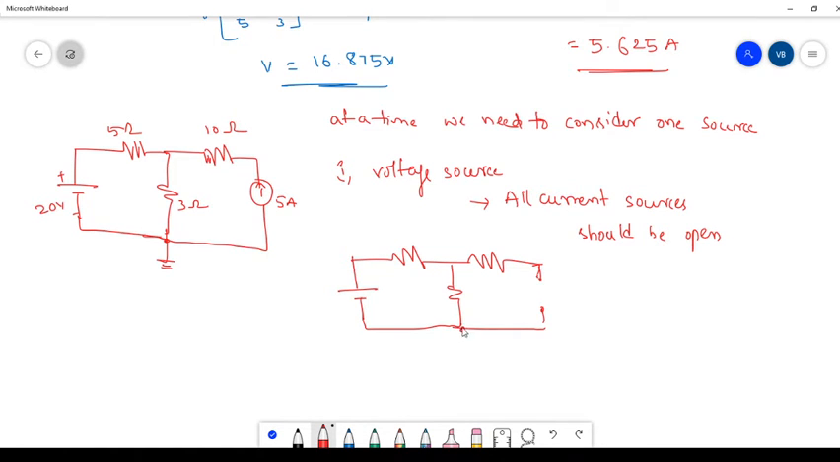Is there any connection of the 10 ohms resistor? This circuit is not closed, so this will be open. So this 10 ohms resistor is also eliminated. Why? Because here the current source is open, this network is opened. So that 10 ohms will be eliminated. So the entire network will become 5 ohms and 3 ohms resistors and 20 volts.